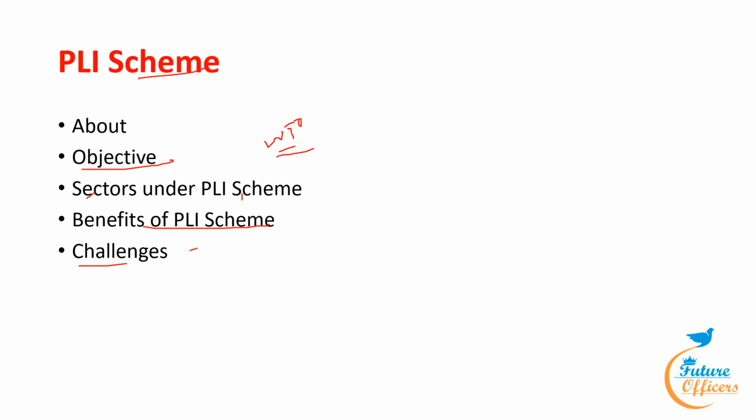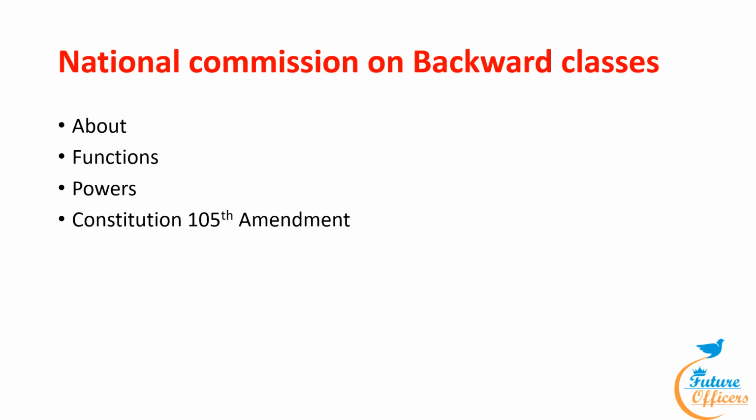Our next topic is about the National Commission for Backward Classes. Under this, we are going to see what the National Commission for Backward Classes is, its functions and powers, and the constitutional status. The National Commission for Backward Classes, that is NCBC, was initially constituted by the central government under the National Commission for Backward Classes Act 1993.